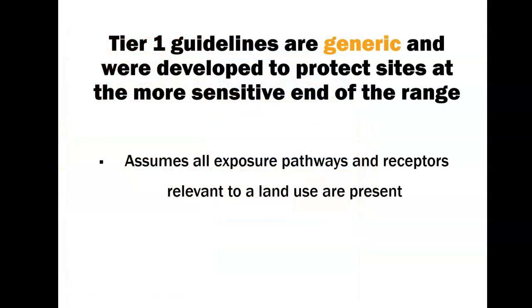Tier 1 guidelines are generic and were developed to protect sites at the more sensitive end of the range. At Tier 1, exposure pathways that are part of the generic scenario for the applicable land use may not be screened out. And this is always based on the assumption that all exposure pathways and receptors relevant to a particular land use are present.